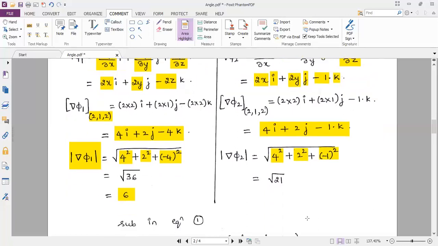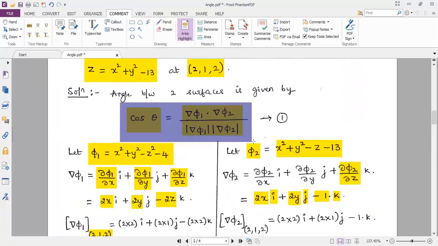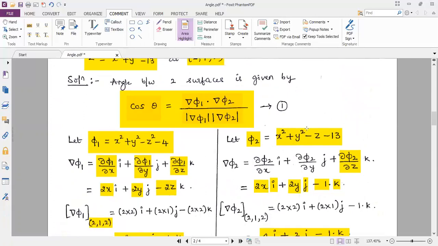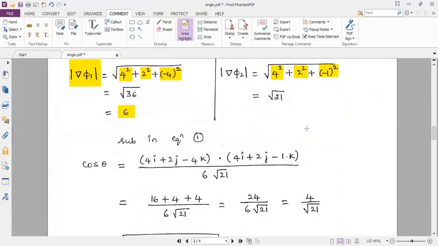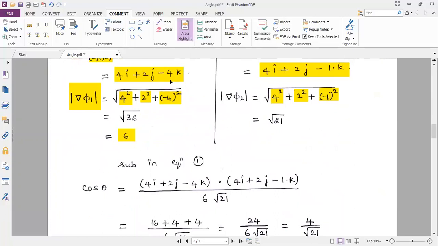Now let us substitute these values in formula, that is equation 1, which is given by cos theta is equal to grad phi1 dot grad phi2 divided by magnitude of grad phi1 into magnitude of grad phi2. Substituting in that equation 1, we obtain numerator grad phi1, which is 4i plus 2j minus 4k, dot product with 4i plus 2j minus 1k, that is grad phi2, divided by magnitude of grad phi1, which is 6, into magnitude of grad phi2, which is root 21.